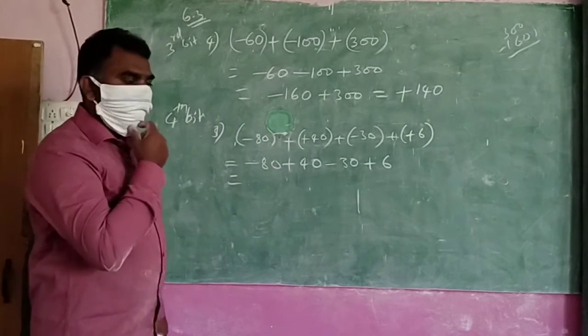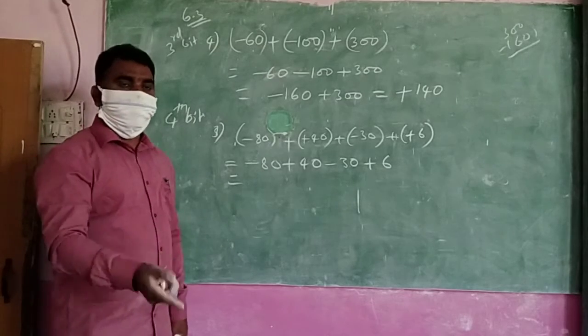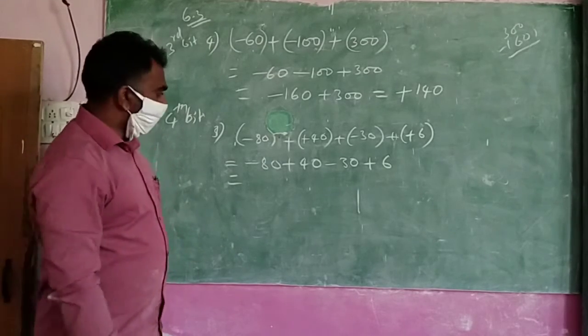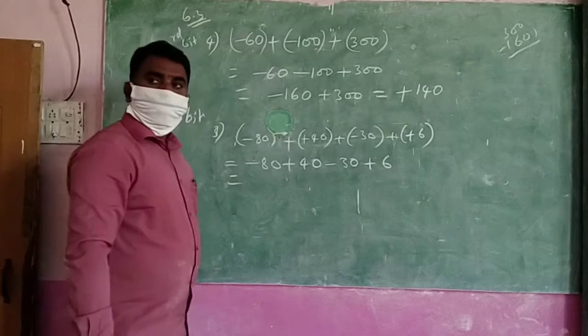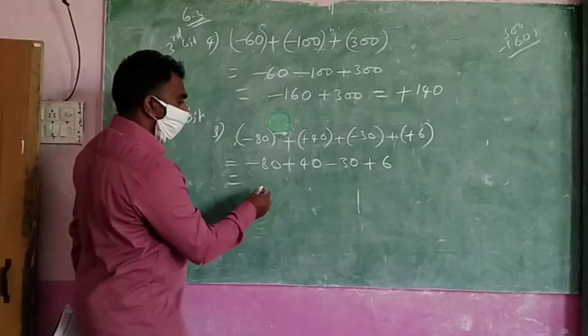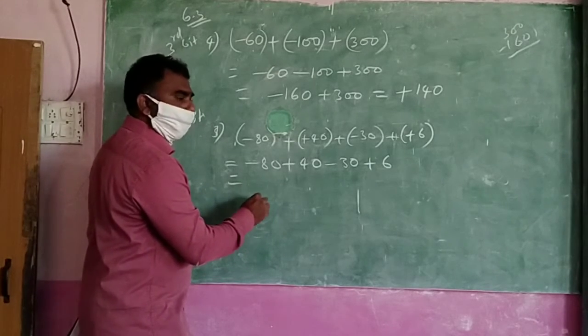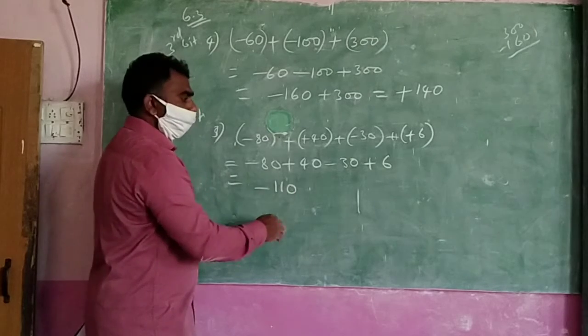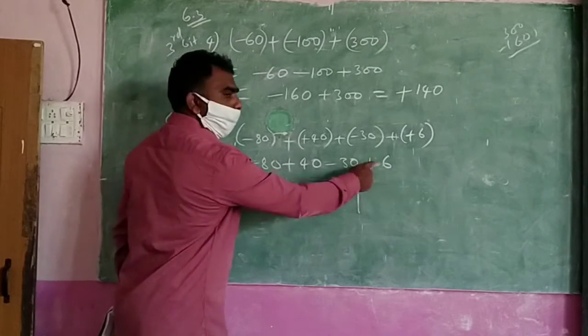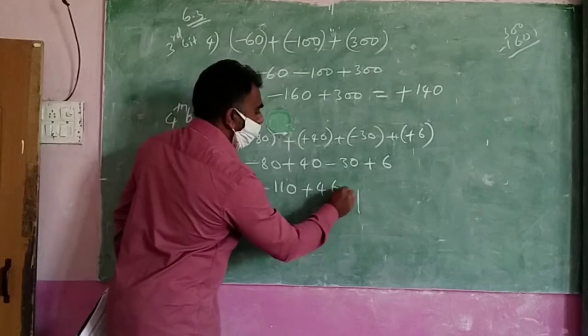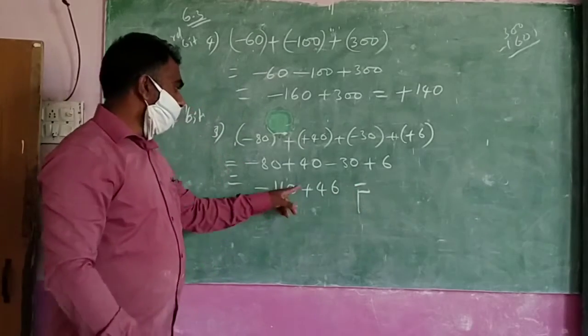So many are there. The order is first the down steps, then the up steps. Which are the down steps here? 80 and 30, that is minus 110. Up step: plus 40. Now here see what happened.